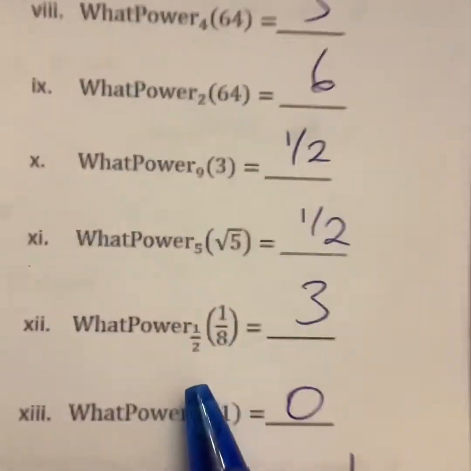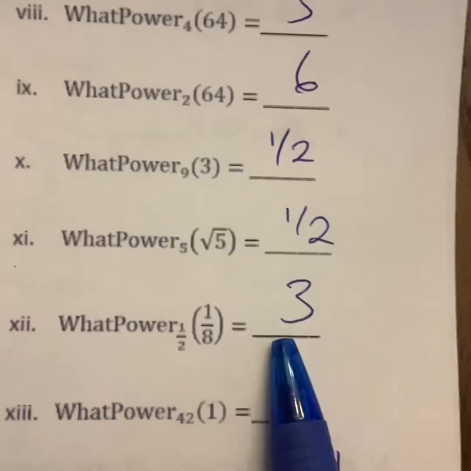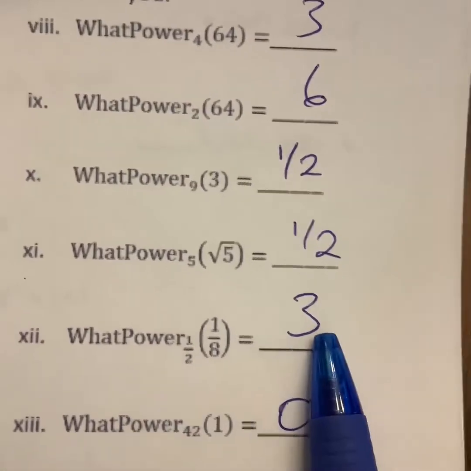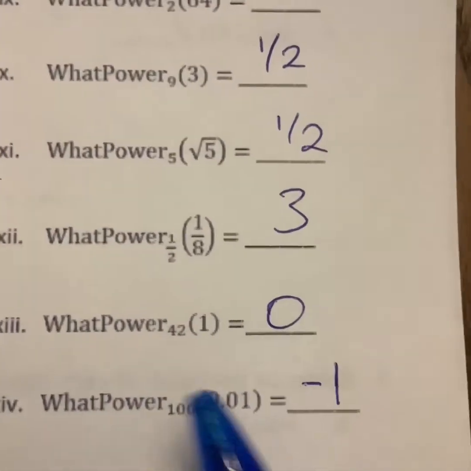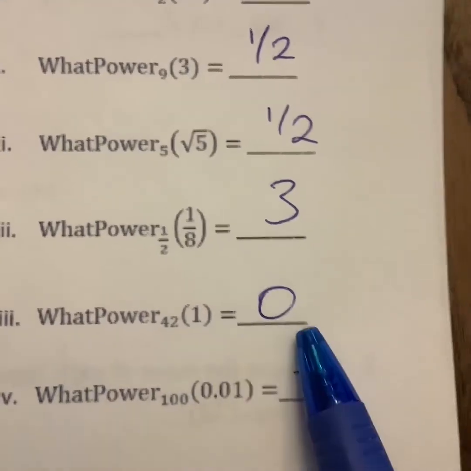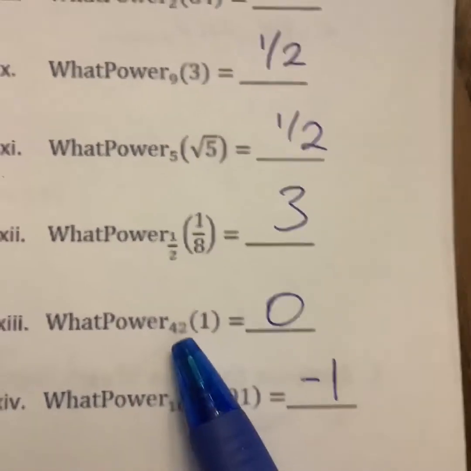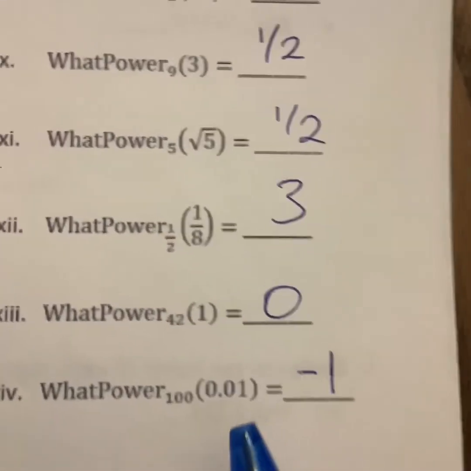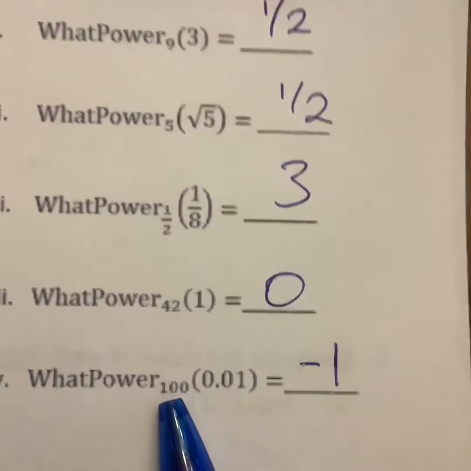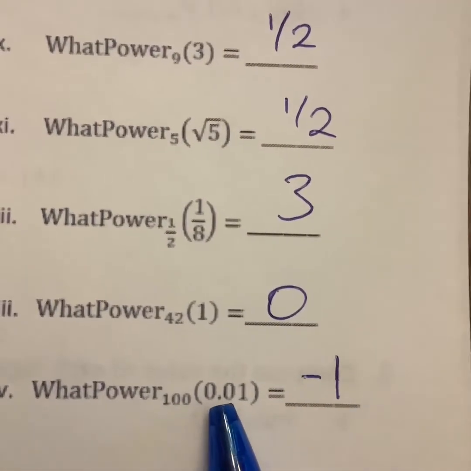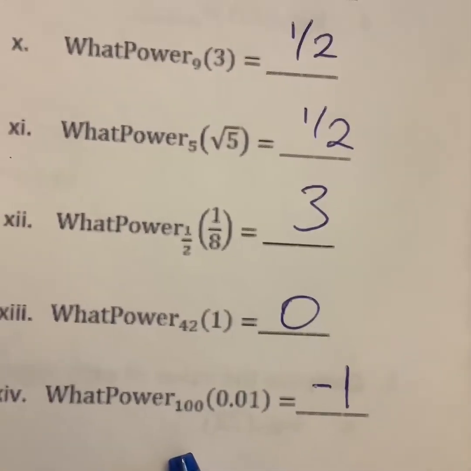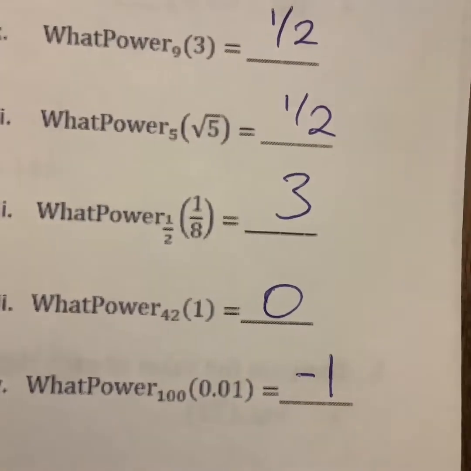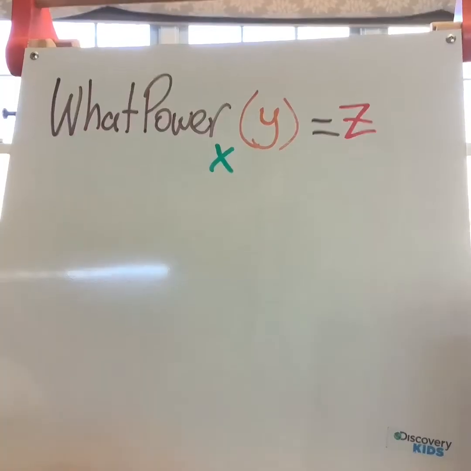What power of a half is 1/8? Well, that's 3, because 1/2 to the third power is 1/8. What power of 42 is 1? This one's actually easy, because anytime you have a 1 in here, it's going to be 0, because any base to a power of 0 is going to be equal to 1. And then finally, what power of 100 is equal to 1/100th? And that's -1, because 1 over 100 is going to be equal to 0.01.